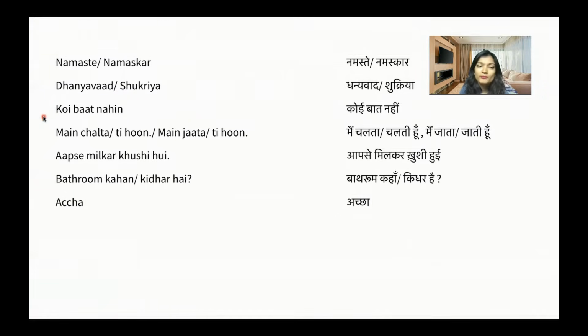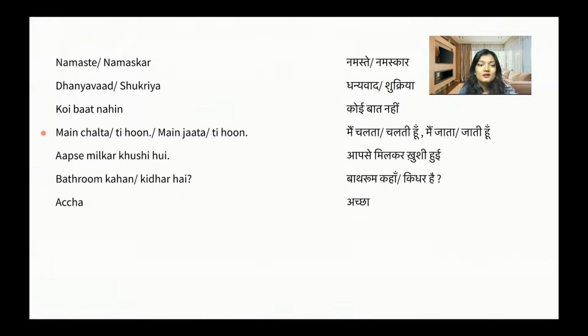Next is koi baat nahi. Koi baat nahi is a phrase which is spoken when you want to say it's okay, that's okay, nothing happened. So basically the word baat refers to matter, that is whatever you're talking about, the context, the conversation. So koi baat nahi means it's okay, that's okay, no problem.